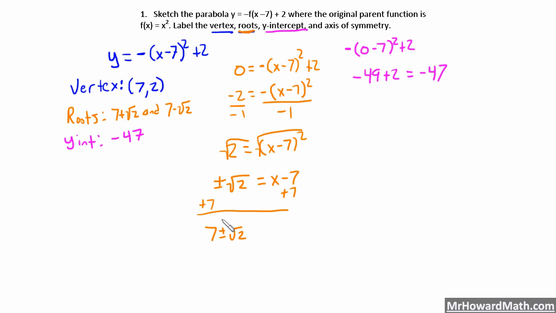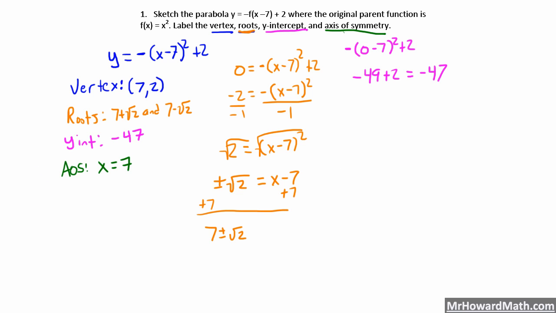The axis of symmetry is easy. That part's already done because we found the vertex already, and the vertex x coordinate is our axis of symmetry. So our axis of symmetry, AOS, is x equals 7, the vertical line x equals 7. We know that we have a negative 1 out in front, so that's flipping it over the x-axis, so it's going to be facing down.